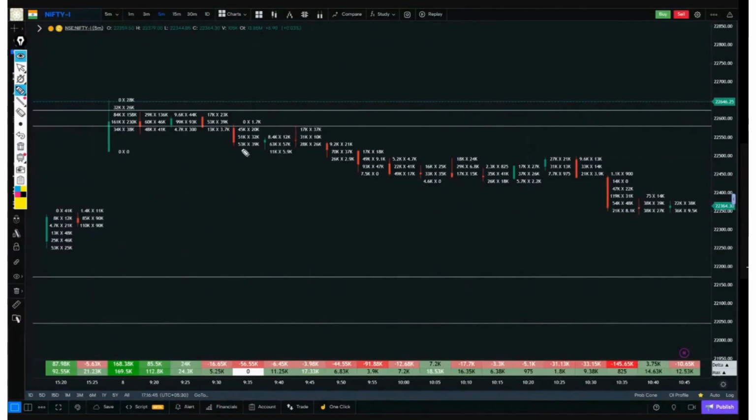Now, to understand how this is formed, we take any value. Like here, there are 106,000 sellers and the buyers are only 50,000. So that means the sellers are more by 56,000, and its value is 1.5 lakh rupees.